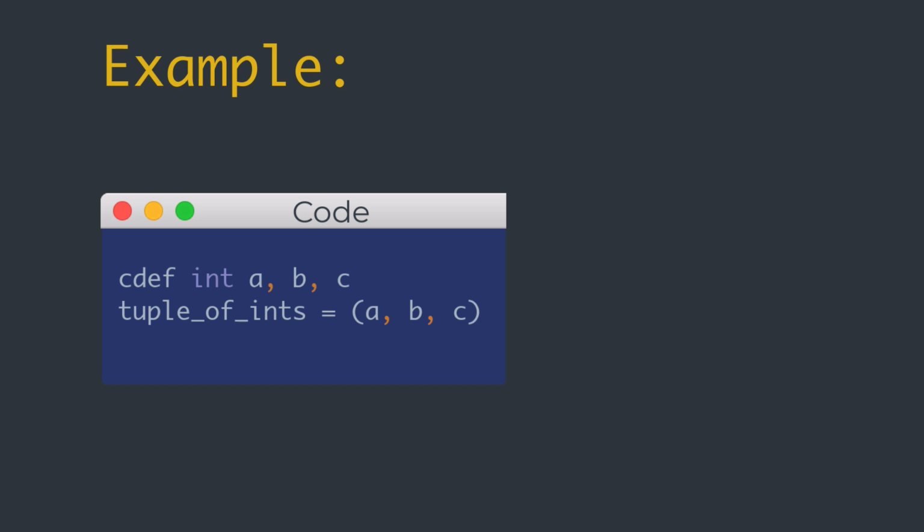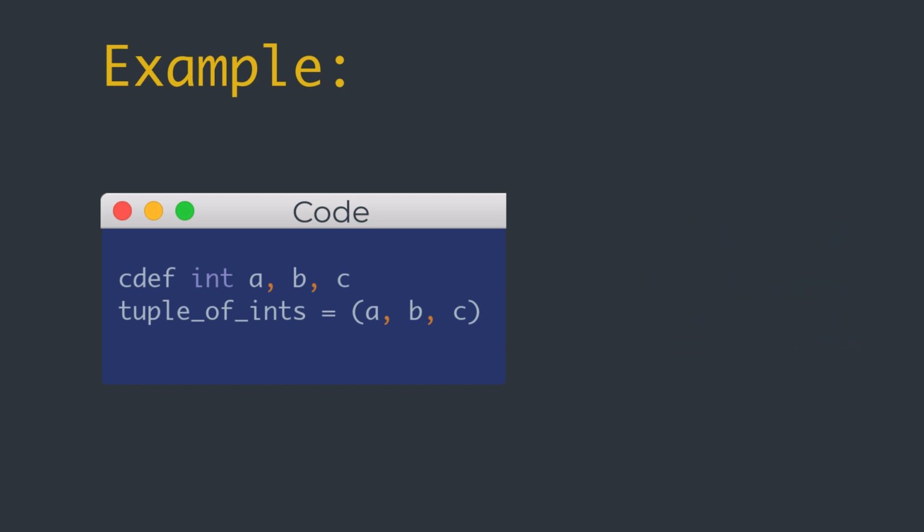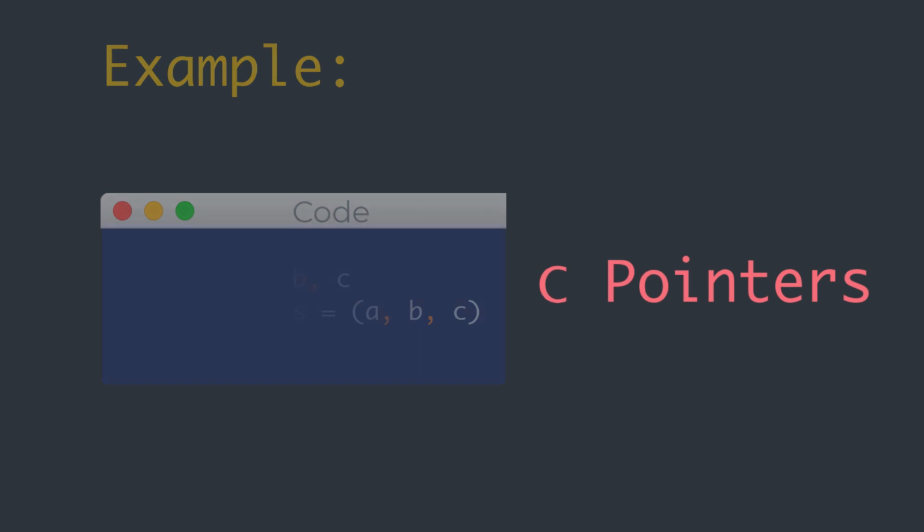This example works because there is an obvious correspondence between C integers and Python integers, so Python can transform things automatically for us. This example would not work as is if a, b, and c were, for example, C pointers. In that case, we would have to dereference them before putting them into the tuple or use another strategy.